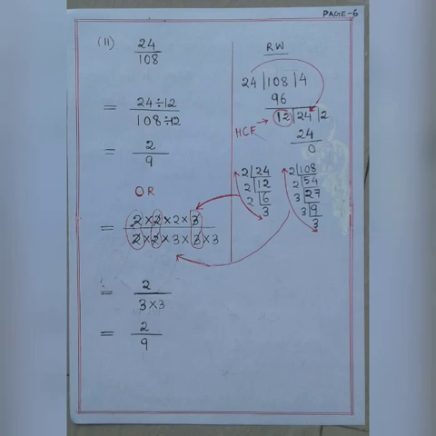You can see that after cancelling out, the numerator is left out with 2 and the denominator is left out with 3 into 3. Therefore, the reduced term of 24 by 108 is 2 by 9.